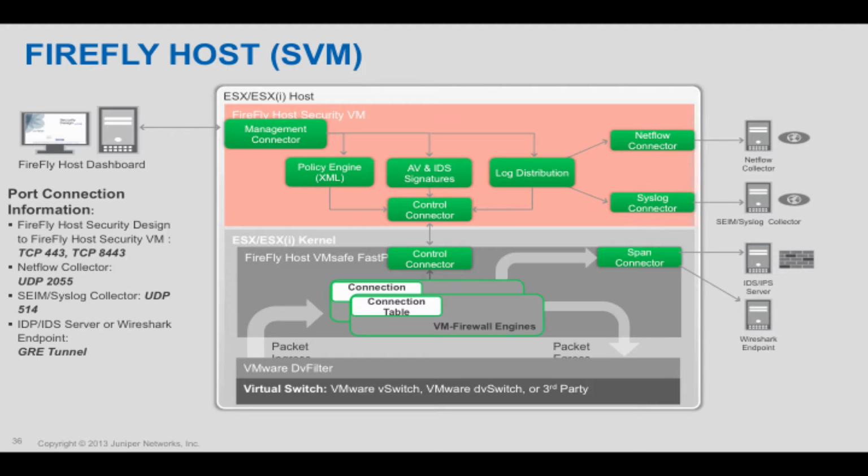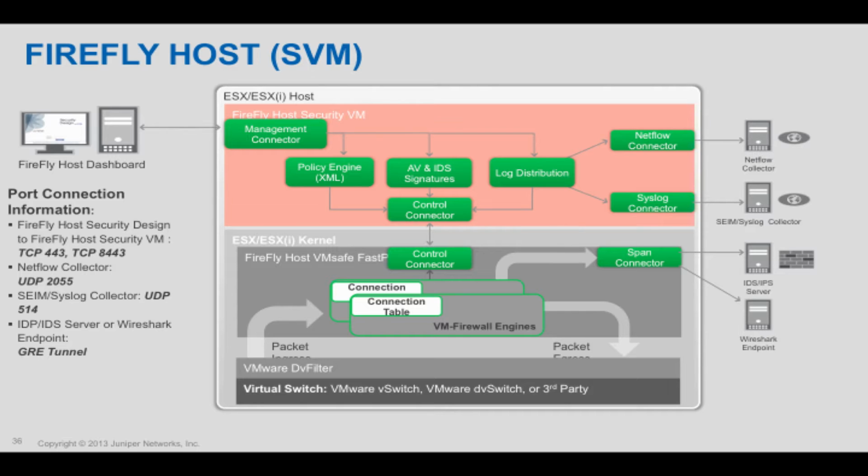So that VM is responsible for a couple things. If you look at the diagram, it's responsible for talking to the host dashboard of the management VM. So there's a connector in there. And it's responsible for taking the XML policy that it gets from the management station and then injecting that into the lower half of the diagram, the ESX kernel, where our actual enforcement engine exists. And I'll talk about that in a second, but just know that that's one of the things it has to do. And then it also is where AV and IDS signatures reside.